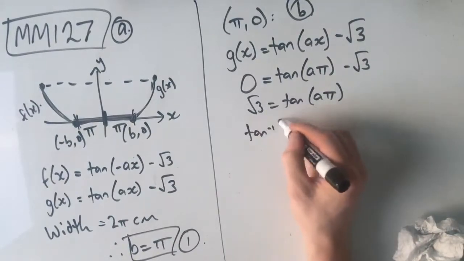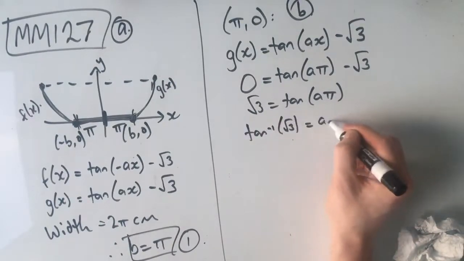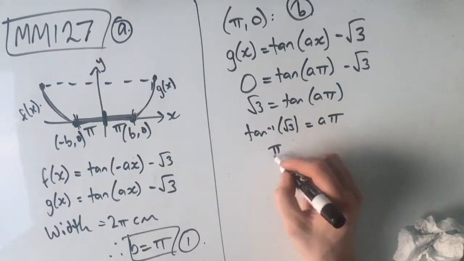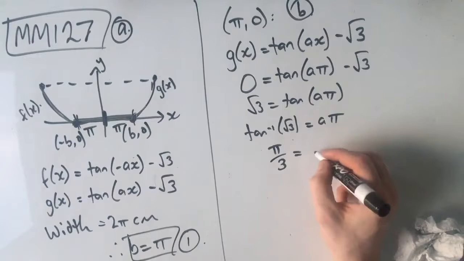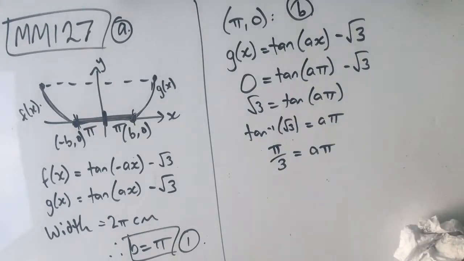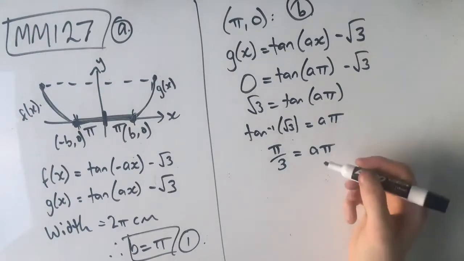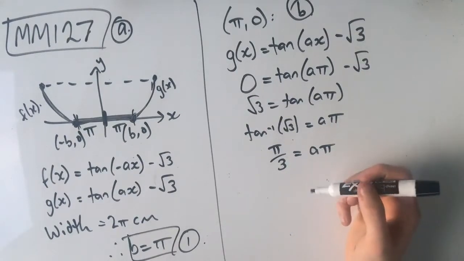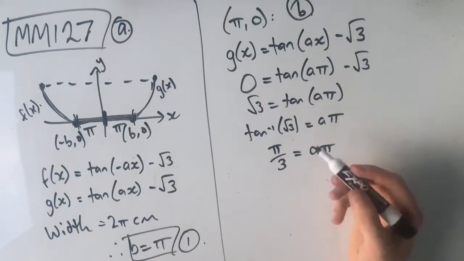Inverse tan of root 3 equals a pi. The inverse tan of root 3 is pi on 3. You should know this by now. If you don't, this is the time to go and review your unit circle stuff. I'm not going to do it right now just for the timing's sake, but feel free to ask me any questions in the comments and I'll answer them.